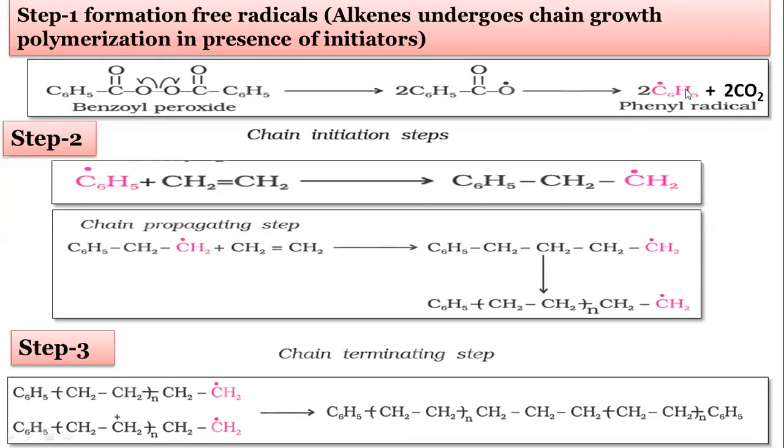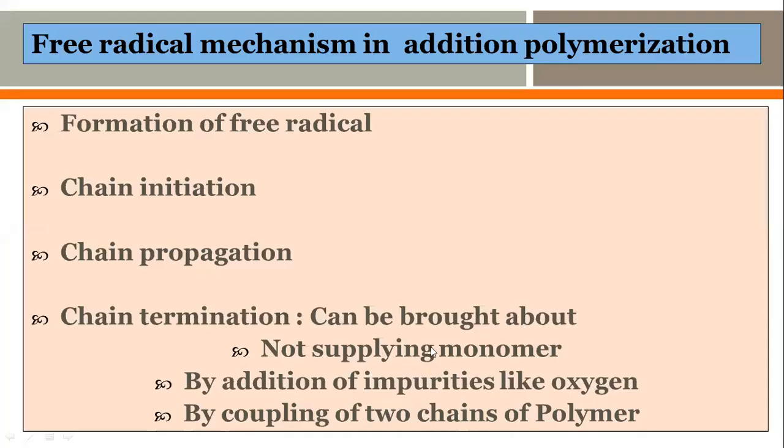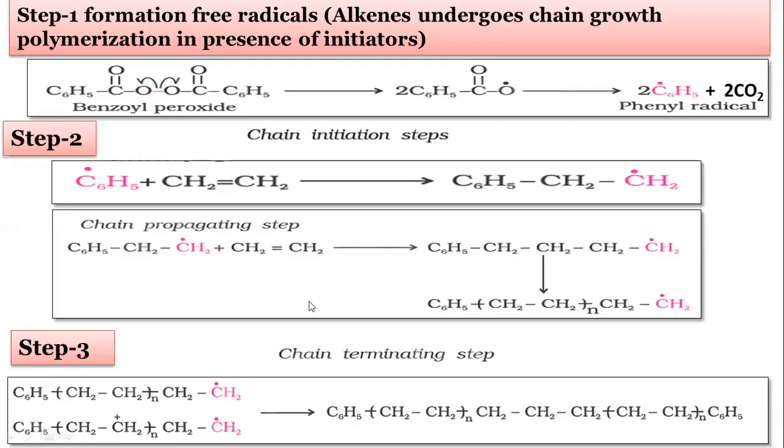First one, a free radical is prepared. Second one, the chain is started. Then the chain will grow and the last step is we have to stop the reaction. Now we can stop the reaction by three methods. First one, we have to stop the supply of monomer, we have to add impurities like oxygen, and we have to do the coupling. So in this method, the coupling method is used here.